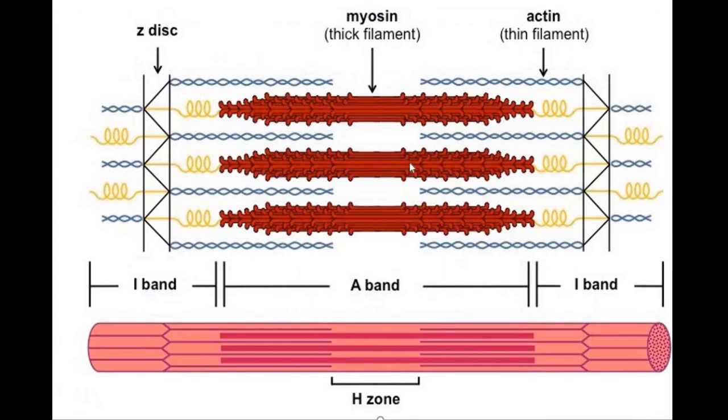So if I show you a nice clear image, it's the same idea. You've got all these bands again: these I bands, these A bands, which is the thick one, the H zones, the M line would go here, and then the Z line, as you can see, it zigzags because the actin zigzags between the myosin, so that's an easy way to remember that. So have a go at drawing something like this, try and label it fully, and then check yourself.